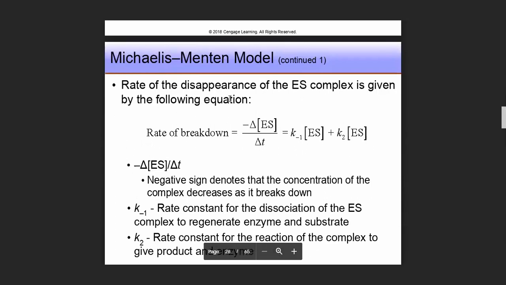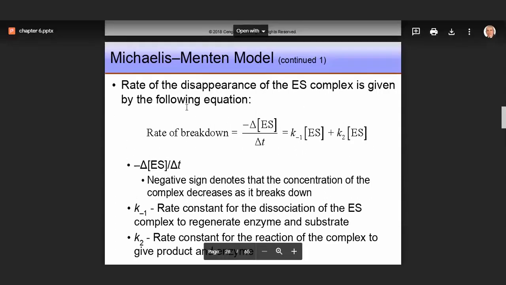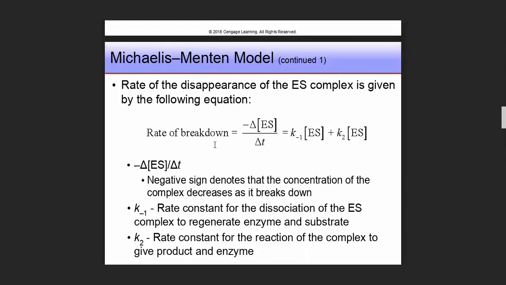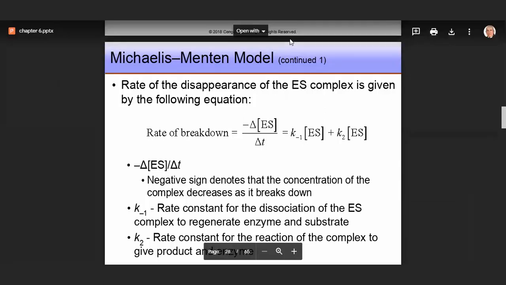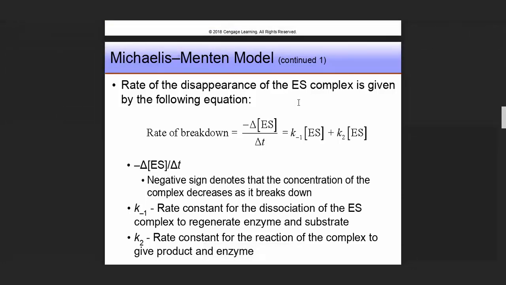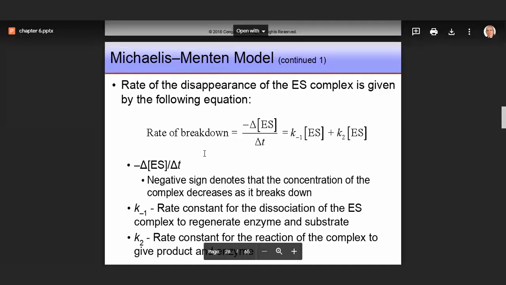Now, rate of the disappearance of the ES complex is given by the following equation. Rate of breakdown is two terms. Why? Because the ES complex breaks in two ways. One time it breaks to the left toward the enzyme and substrate, and the other time it breaks to the right toward the formation of the enzyme and the product. So we combine these two terms, and this is the rate of breakdown for the enzyme substrate complex.